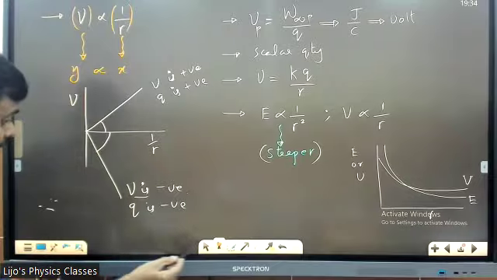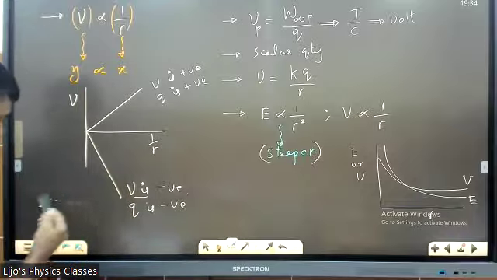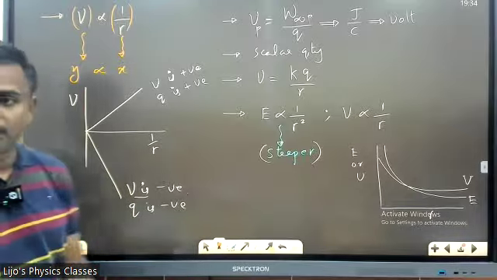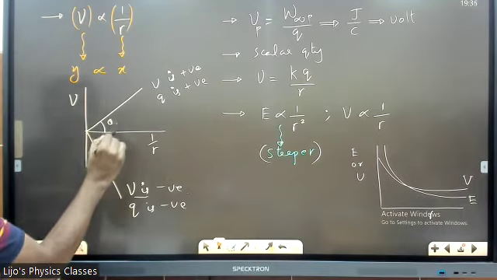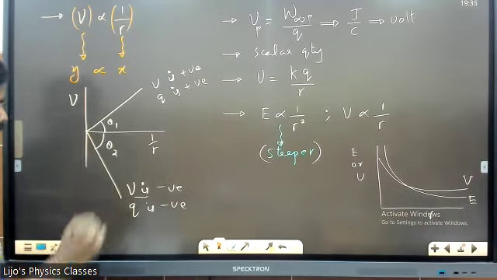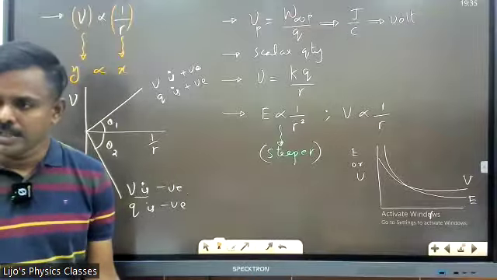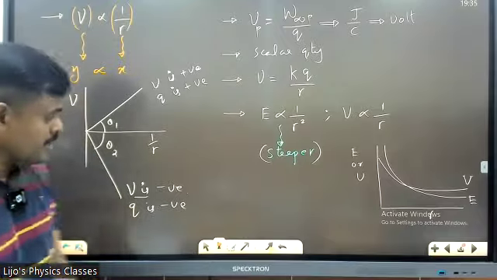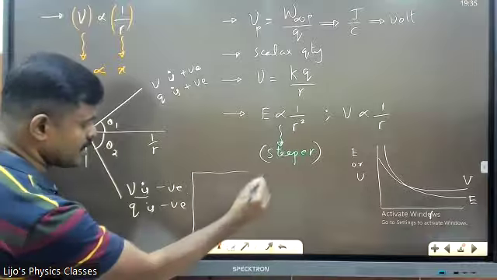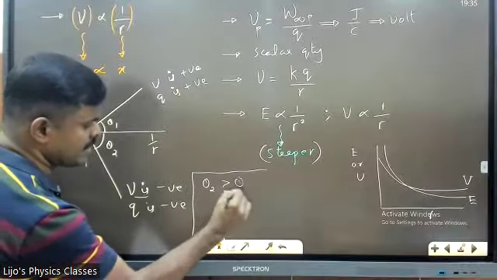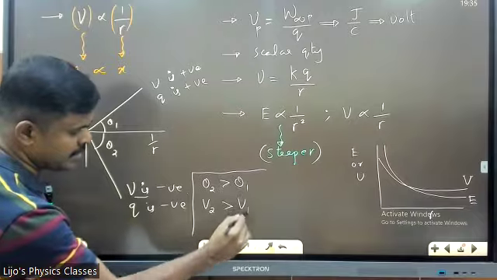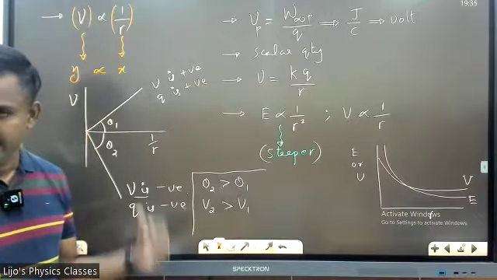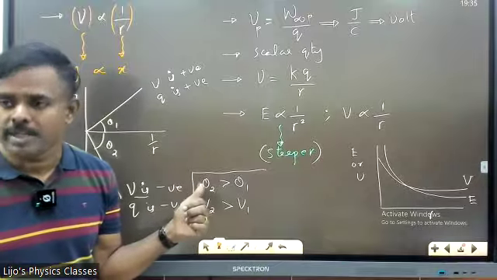And how do you identify the size of this? Which charge is more? Which charge is more? Greater the angle. Look at that. This angle is theta 1. This angle is theta 2. Which is more? Theta 2 is more. Theta 2 is more means you can even say, I'm writing it here. Theta 2 is greater than theta 1 means potential for 2 is greater than potential for 1. Got it? The greater the angle, the greater will be the potential.